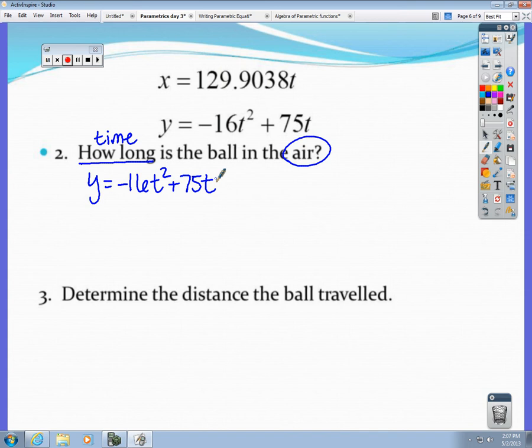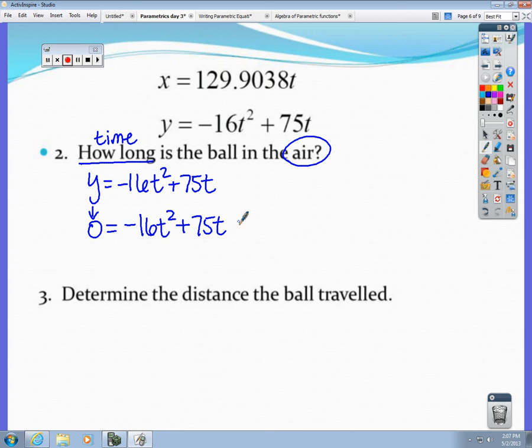Okay, now if the ball is not in the air, then it would be on the ground. And the height when the ball is on the ground is 0. So I'm going to let my y be 0 to find out when the ball is no longer in the air. So when it comes back down to the ground, that will tell me how long it's been. So negative 16t squared plus 75t equals 0. And there are several ways you can solve for t, but since it has a t squared, you either need to use quadratic formula or factoring.